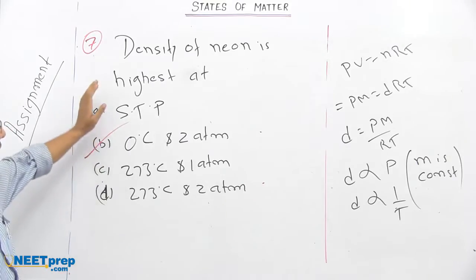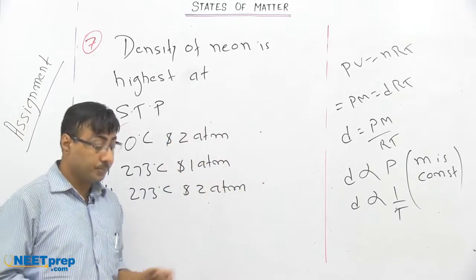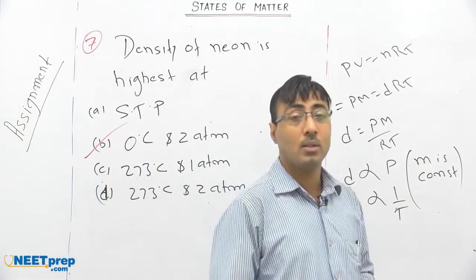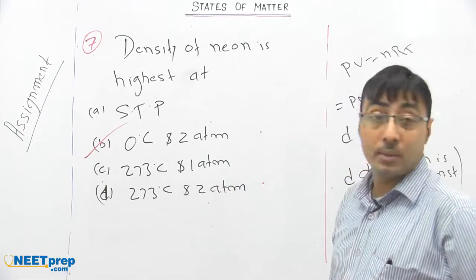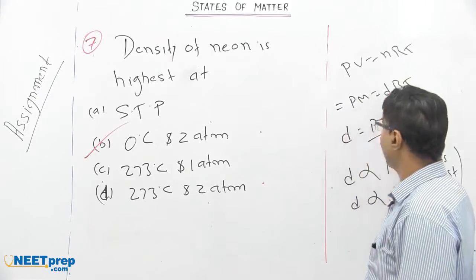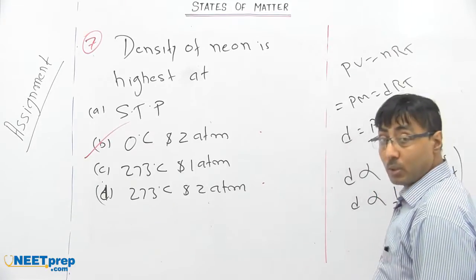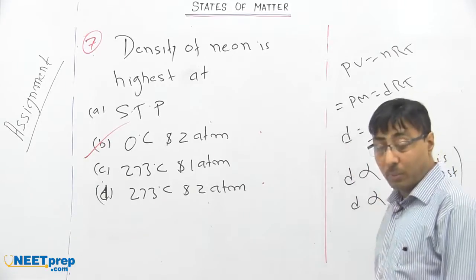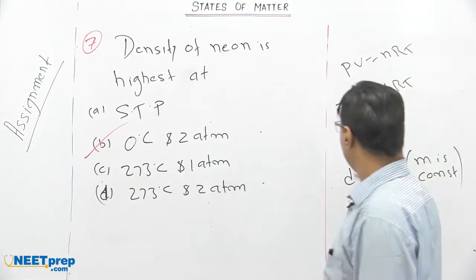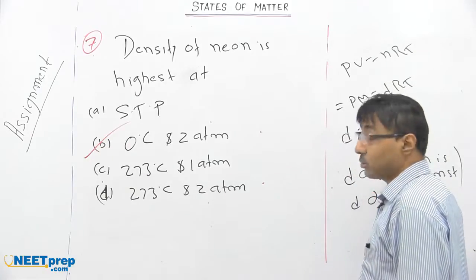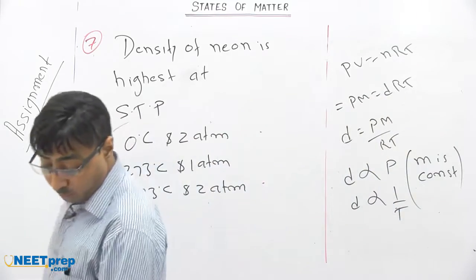So we don't need to go for the calculation of finding the density in each and every section. We just go for the formula and find out what is required here, and this is the shortcut method. We can start from here itself. PM is equal to dRT. We know D is directly proportional to P, D is directly proportional to M, D is directly proportional to 1 by T. But here the gas is same, so mass is not going to be changed. Since mass is not going to be changed, pressure should be maximum and temperature should be minimum, and only B is the criteria which is going to fulfill all this requirement.